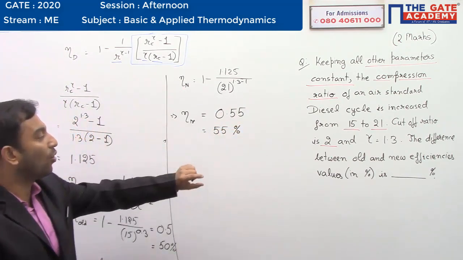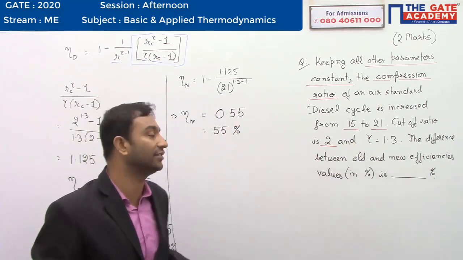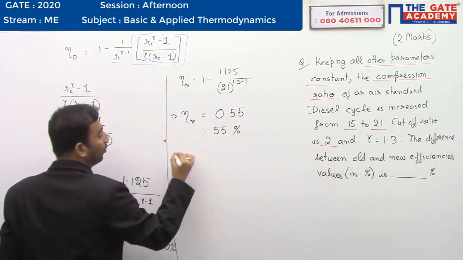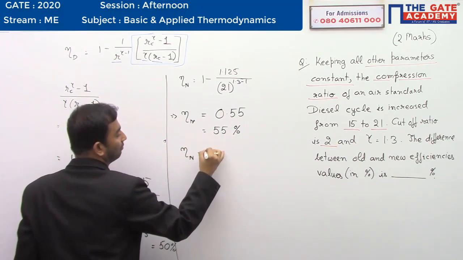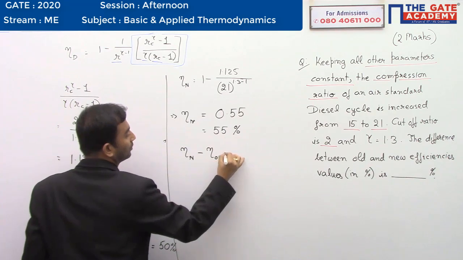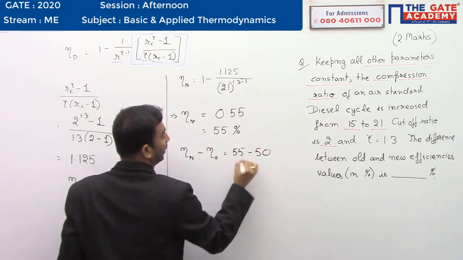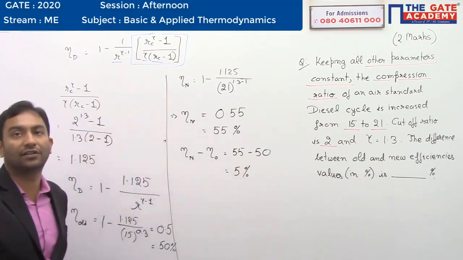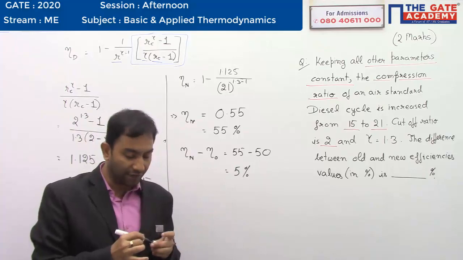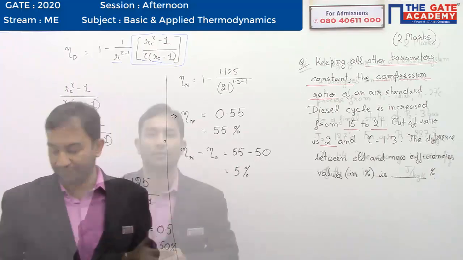0.55, or I'll get this as 55%. Now, what is the change? They have asked the difference between old and new efficiencies. So, the difference between old and new efficiencies is new minus old. So, this is equal to 55 minus 50. I'll get this as 5%. Very good. So, what has happened? Your efficiency has increased by 5%.